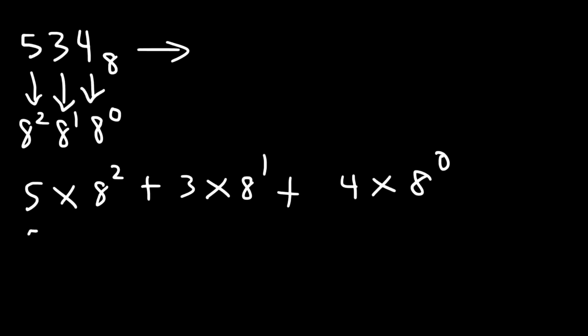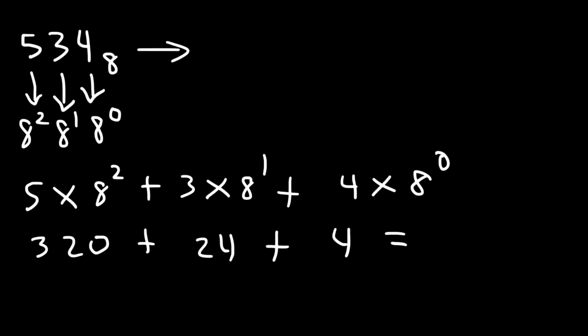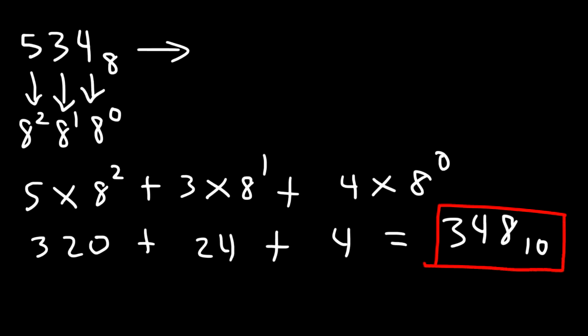Now 8 squared, that's basically 8 times 8, which is 64. And then 5 times 64 is 320. Now 3 times 8 is 24. And anything raised to the 0 power is 1, so 8 to the 0 is 1. 1 times 4 is 4. So we need to add 320 plus 24 plus 4. And that will give us 348 in the base 10 system. And so that's how you can go back from the octal system into the base 10 system.